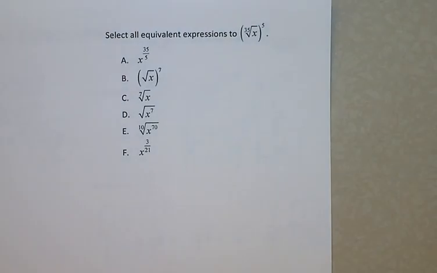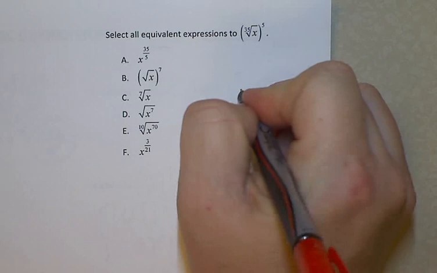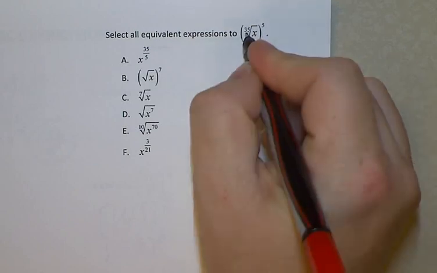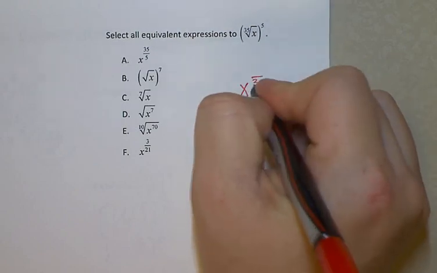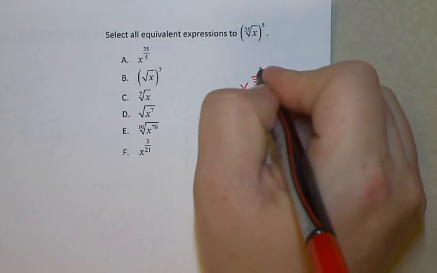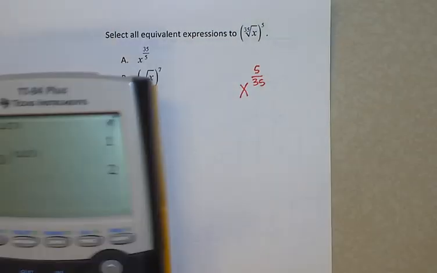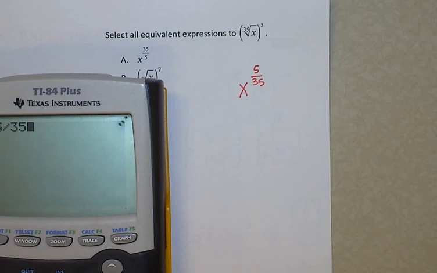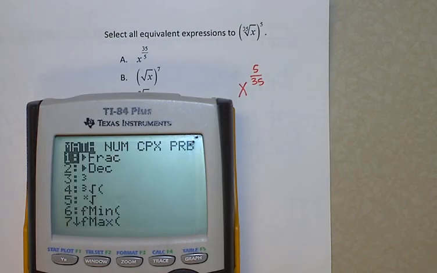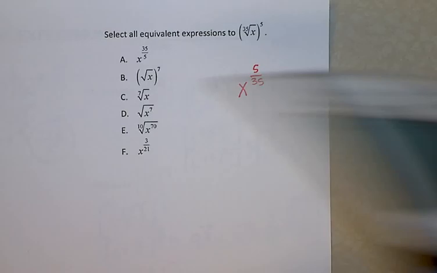Select all equivalent expressions to this. Well, I'm going to rewrite this. Remember to rewrite it, this nth root always goes on the bottom. This number is going to go on top. So let's reduce if you're not good with reducing. Take 5 divided by 35, hit math, fraction, enter, enter. Okay, so x to the 1/7.